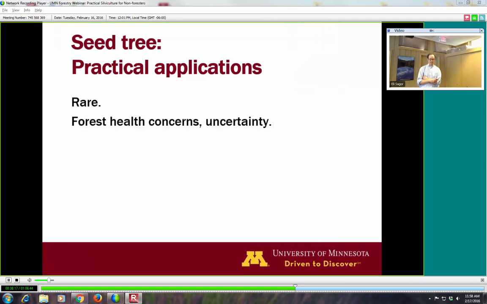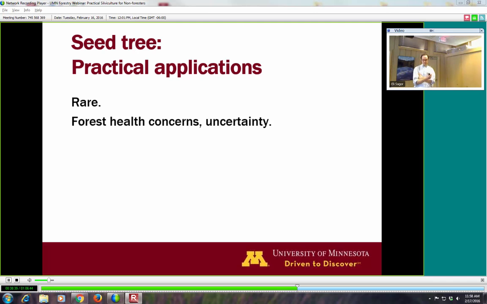Practical applications: the seed tree approach is really rare. It's basically hardly ever done here in Minnesota. Those of you who have been to the Clearcutting Forestry Center have perhaps visited one. We often go and take a look at a red pine seed tree treatment that's well under a mile from the Clearcutting Forestry Center buildings.